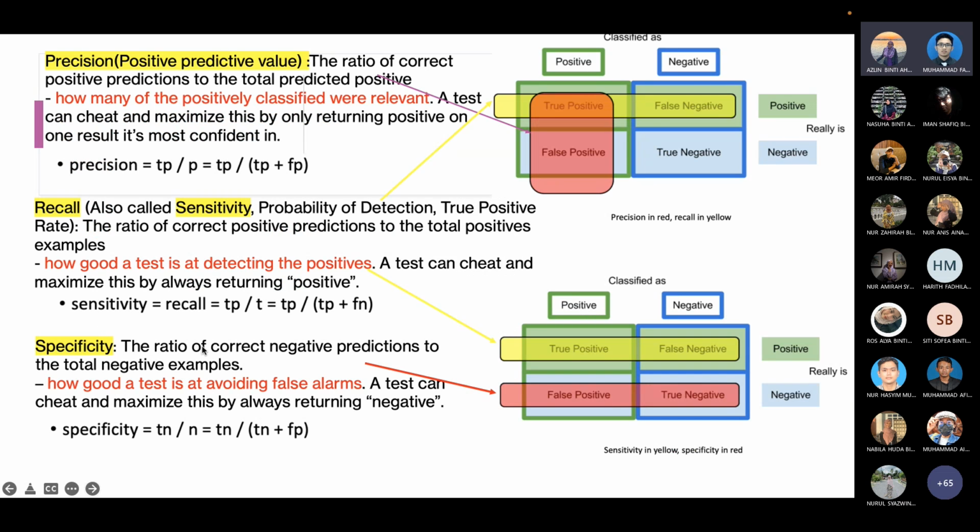And specificity adalah the ratio of correct negative prediction to the total negative examples. So dia akan tengok negatif punya ni lah. How good a test is at avoiding the false alarm. Berapa banyak dia boleh predict sebagai no untuk cases yang no. So ni dia punya formula adalah TN divide by TN plus FP.